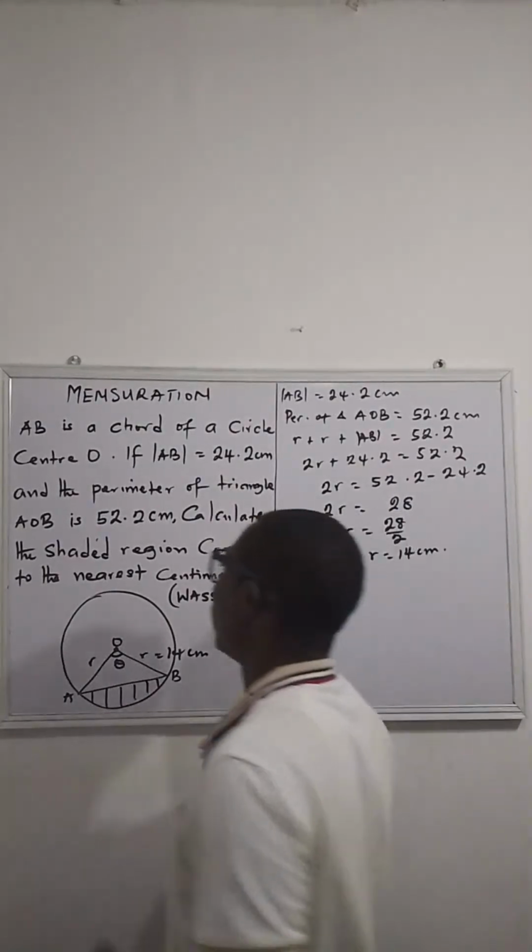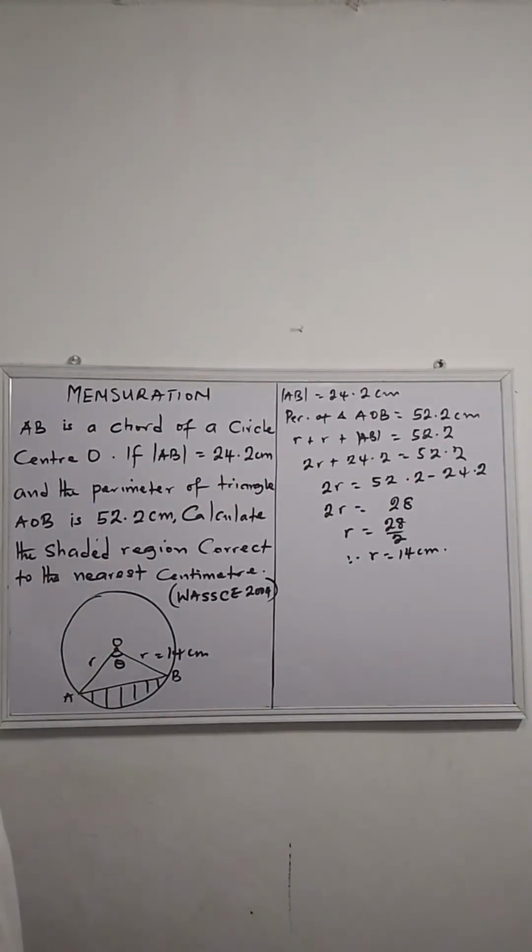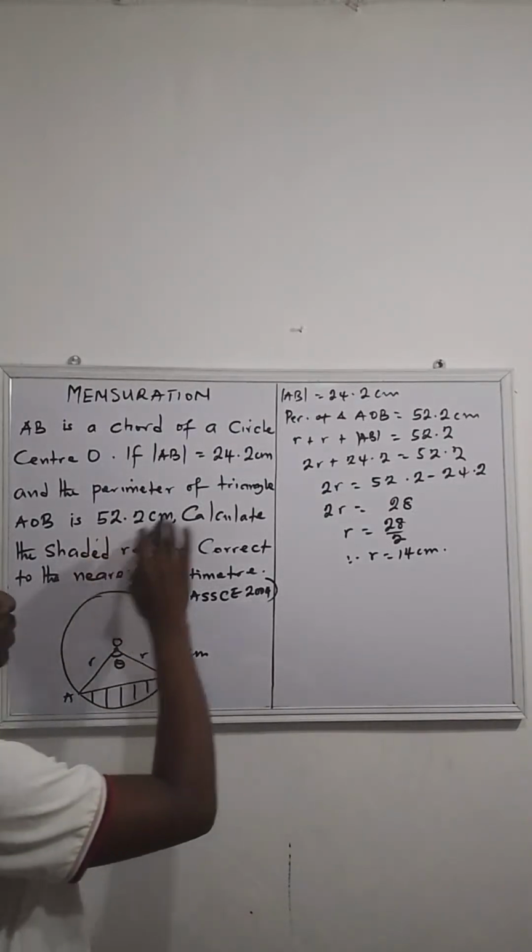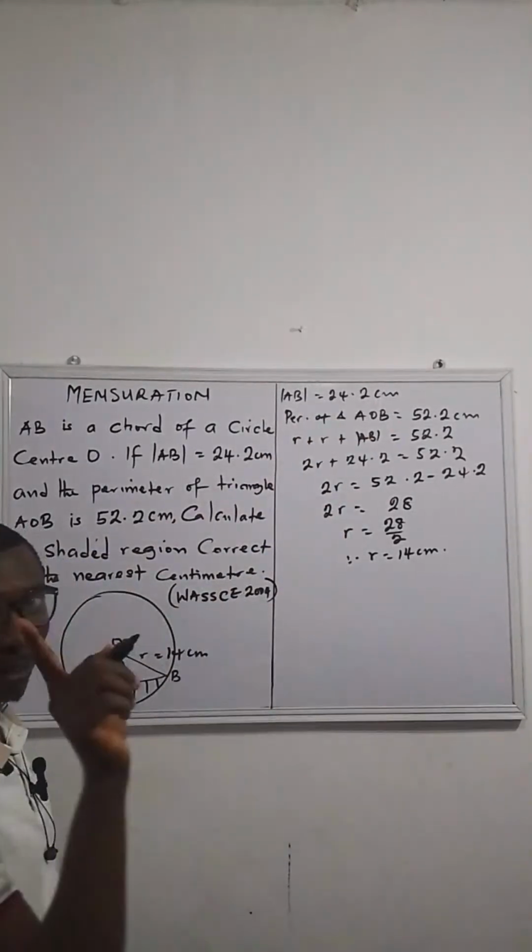Okay, so we want to get the theta here. So how do we get theta? Now we are going to make use of the length of the chord. The length of the chord has been given. So what's the formula for the length of the chord?